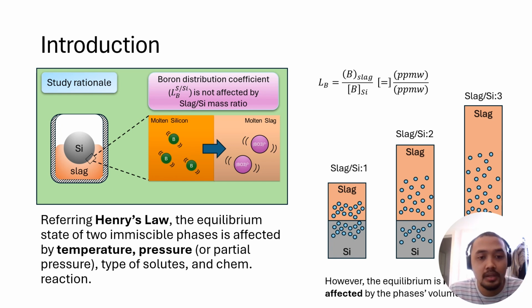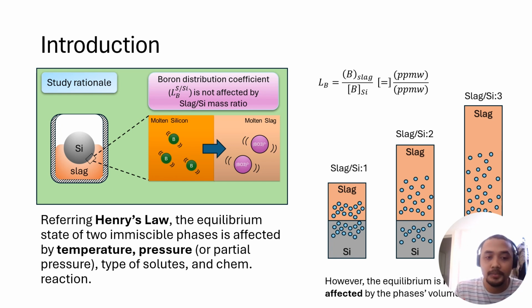the topic. For the introduction, we know that boron removal from silicon using slag is mostly dependent on the distribution coefficient. That is the concentration of the boron in the slag divided by the concentration of boron in the silicon.